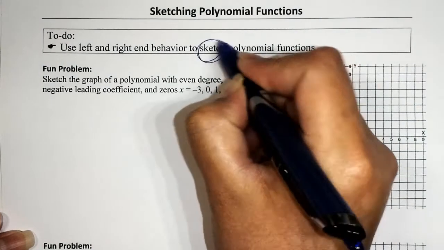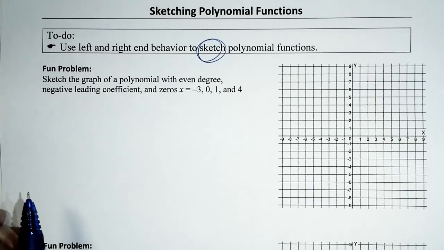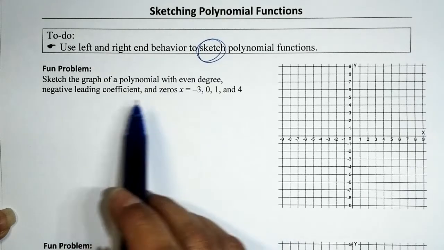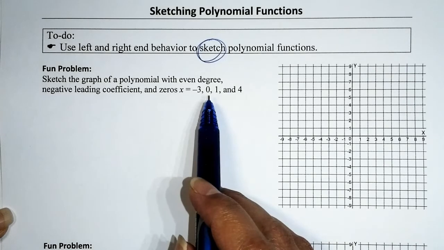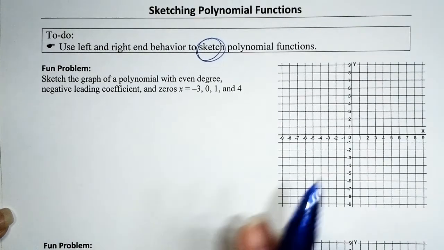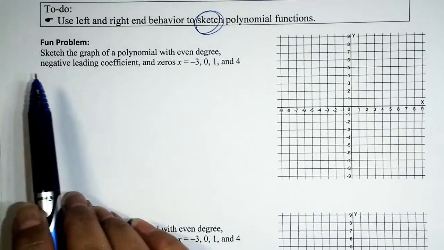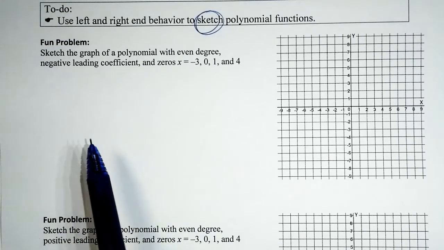If we put our graphs on top of each other, it's highly unlikely that they're not going to overlap. But where they will coincide is the zeros. It says sketch the graph of a polynomial with even degree, negative leading coefficient, and zeros negative 3, 0, 1, and 4. You can handle this however you like. Bear in mind that they don't give you the actual polynomial, so we cannot just cheat off our calculator. We have to actually apply what we talked about.